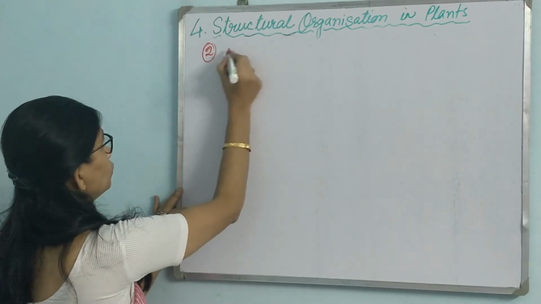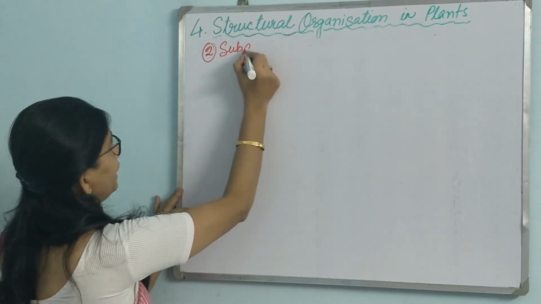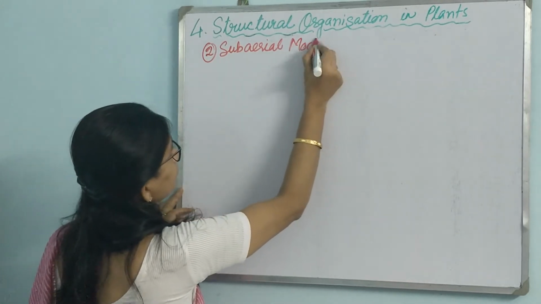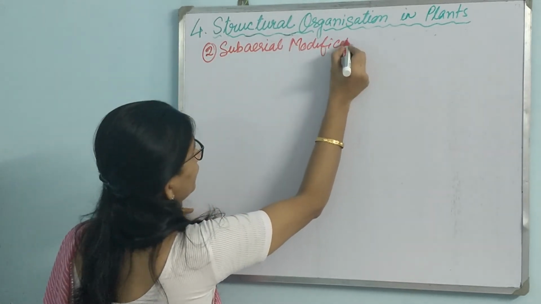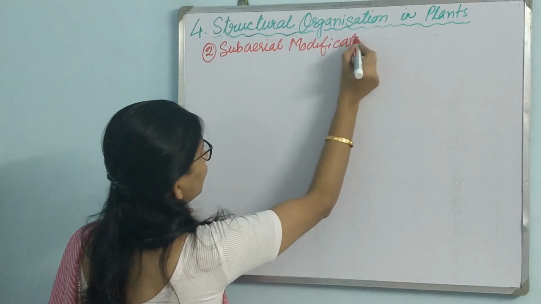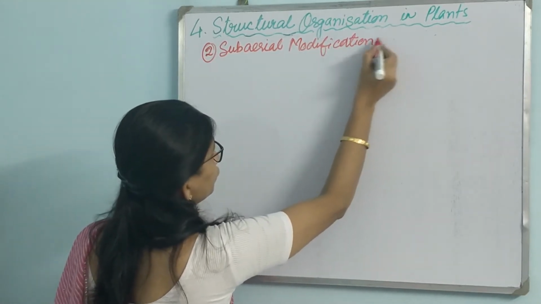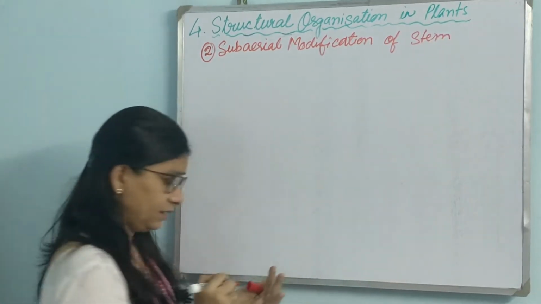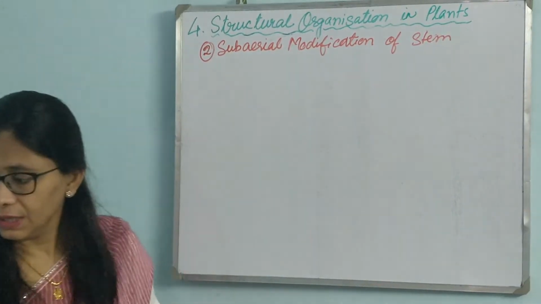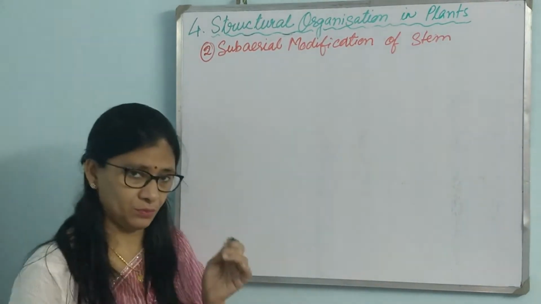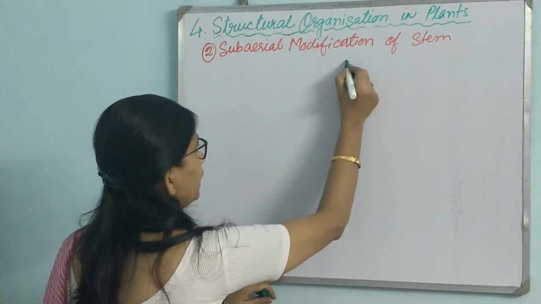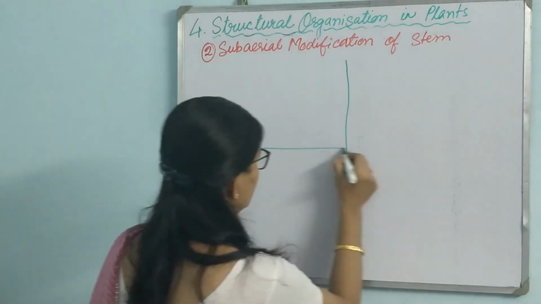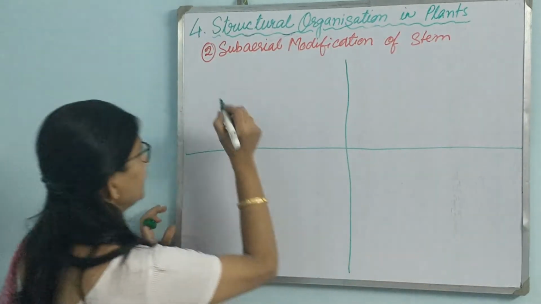This is number 2. Subaerial modification. Subaerial means it will be near the ground. Subaerial modification of stem. Here we have 4 types. So let us take all of them together. 4 types are there. Let us see them together.